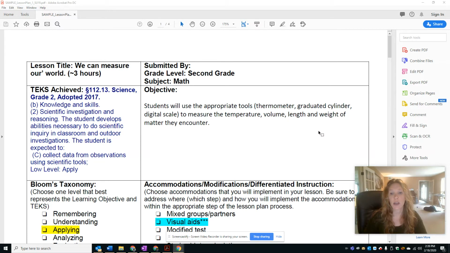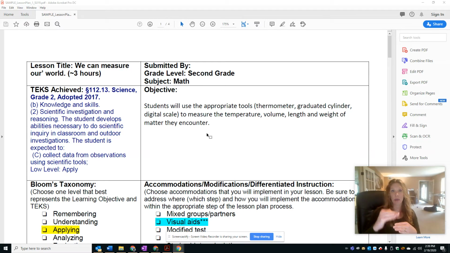So in your direct practice, what you're doing is you're taking this learning objective, and so we'll use this one as an example. Students will use the appropriate tools to measure the temperature, volume, length, and weight that they may encounter. So this is where they need to get to by the end of the lesson. So by the end of the lesson, students need to demonstrate to you as the teacher that they can use the appropriate tools to measure temperature, volume, length, and weight. So knowing that, you have to get them to that point by the end.